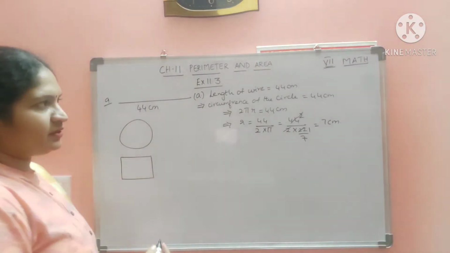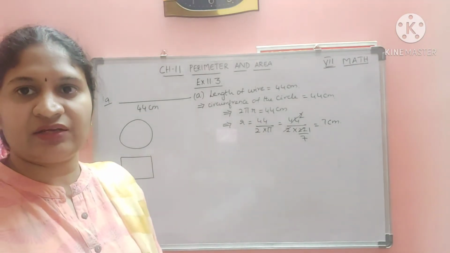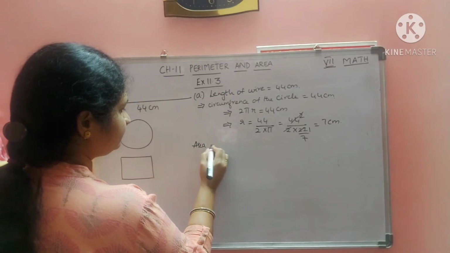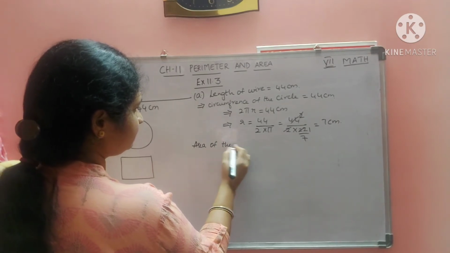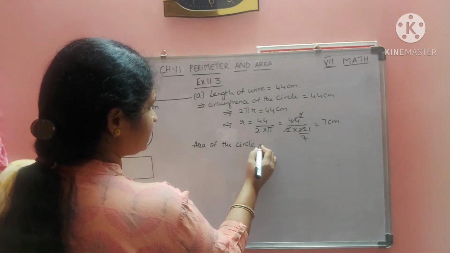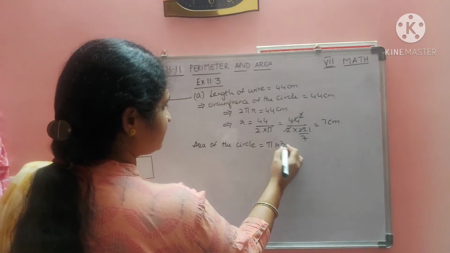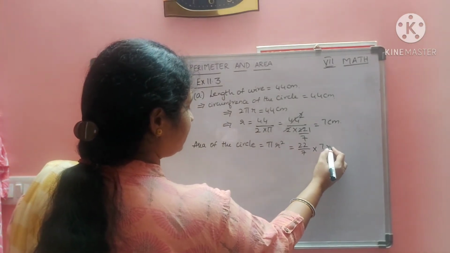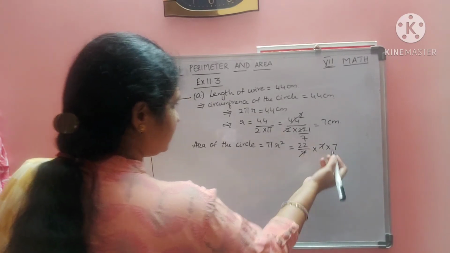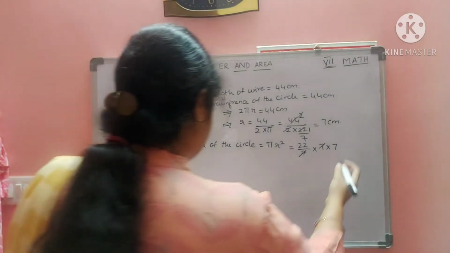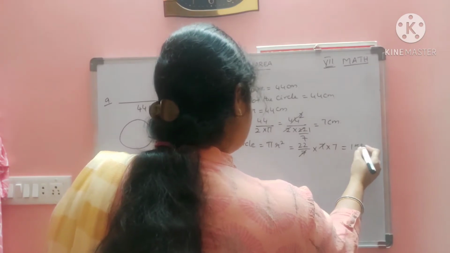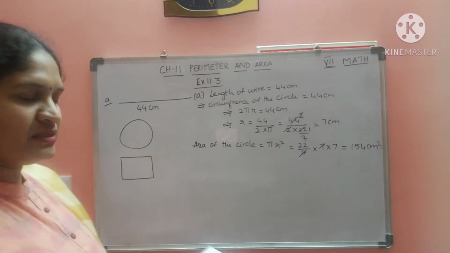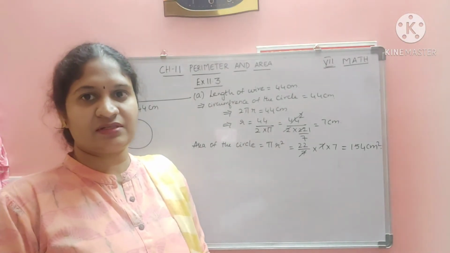Here they asked you to also find the area of the circle. So area of the circle is equal to πr², which is equal to 22 by 7 into r into r. 7 gets cancelled. 22 into 7 is equal to 154 centimeter square. So the area of the circle is 154 centimeter square.